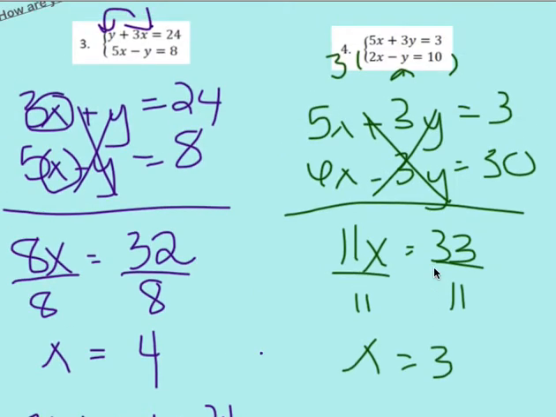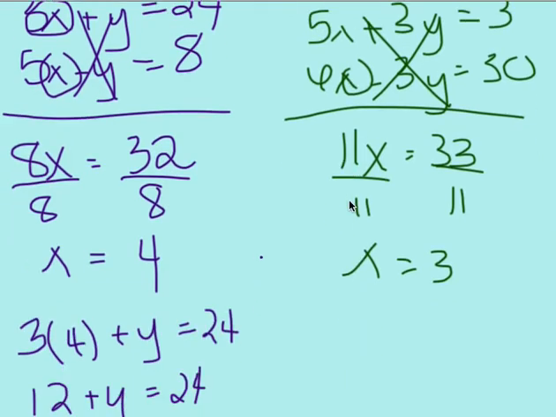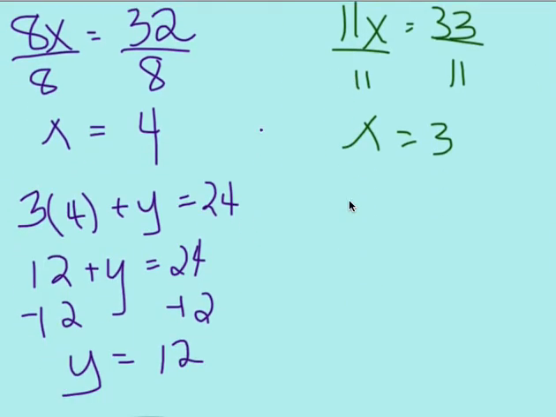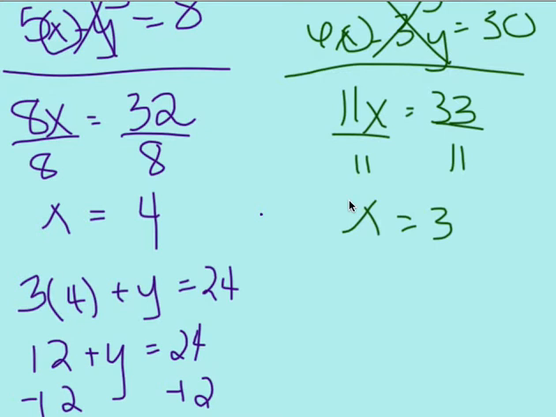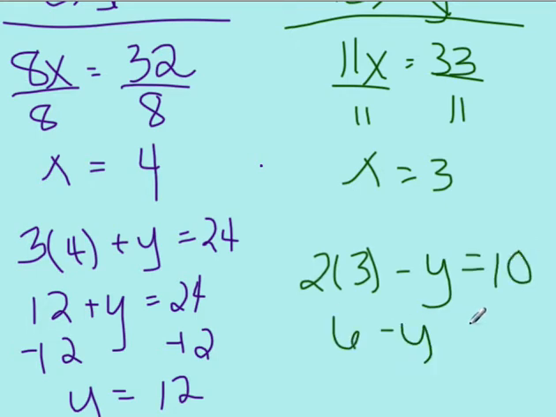So where I see x in this original equation, either here, or you could even use that one if you want to, I'm going to plug in 3. I'm going to take the equation 2x minus y is equal to 10 and plug in my 3. So then I'm going to do 2 times 3 minus y is equal to 10. So then I get 6 minus y is equal to 10. That's a positive 6.